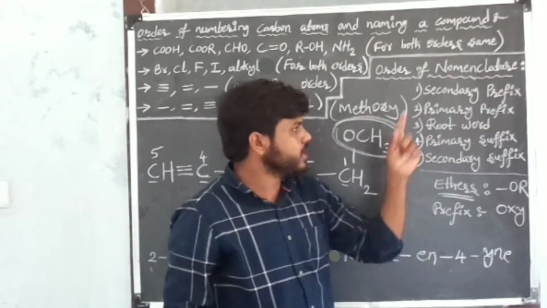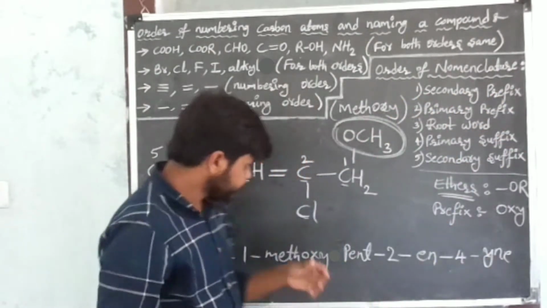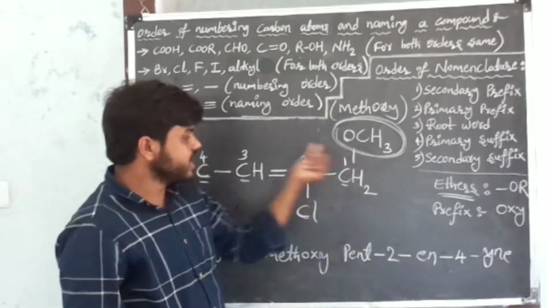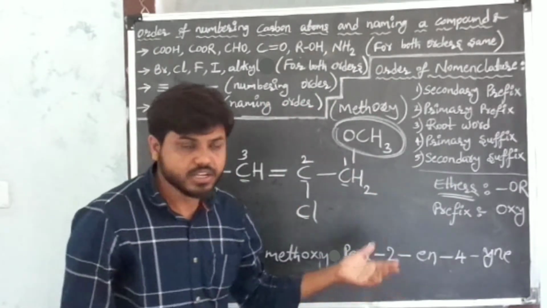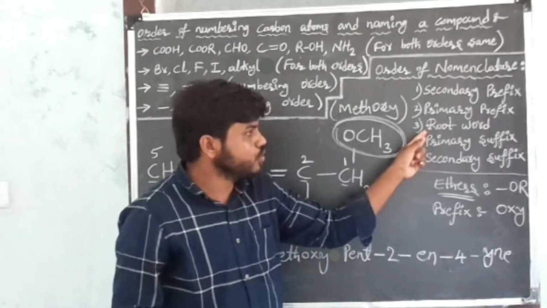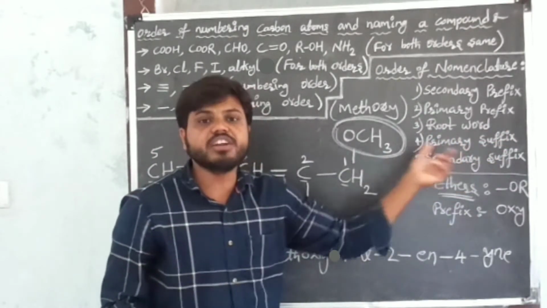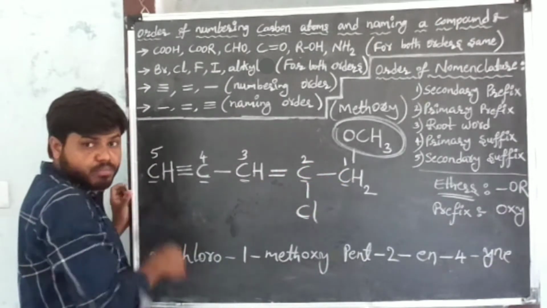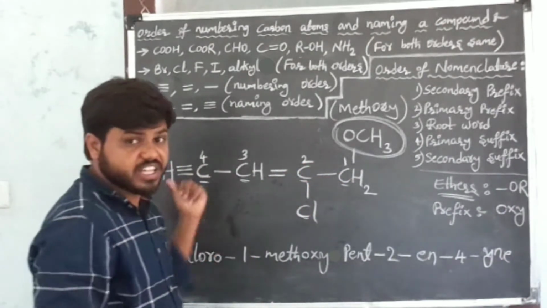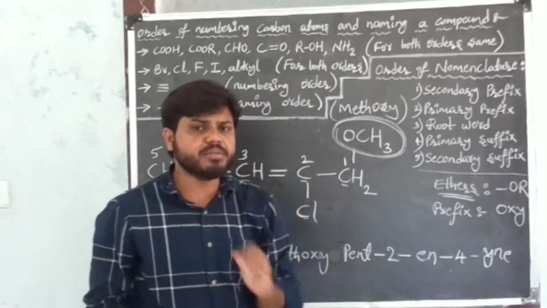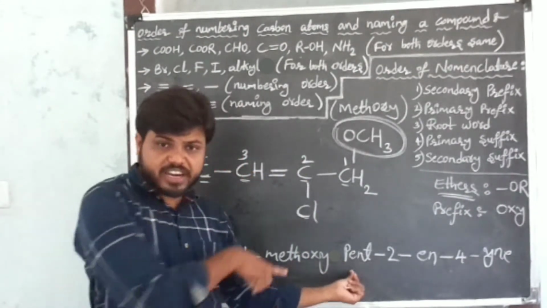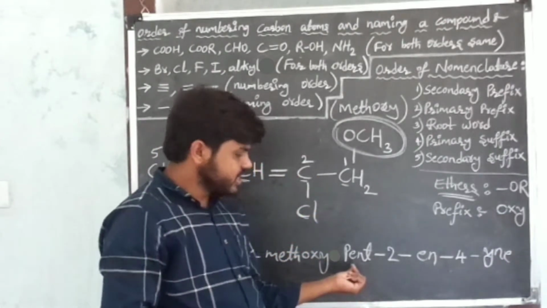The secondary prefix is completed. Now take the primary prefix. Here the primary prefix is cyclic. In the given compound, cyclic is not there, so the primary prefix is not there. Then go to the root word. The root word depends on the number of carbon atoms. In the given carbon compound, 5 carbon atoms are there. The root word for 5 carbon atoms is pent.